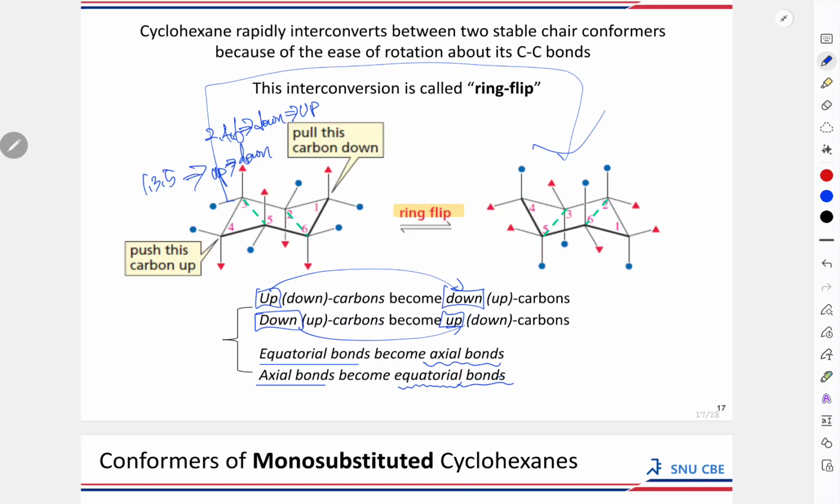Okay. That was about the ring flip, and the reason why we discuss ring flip is the energetics, right?